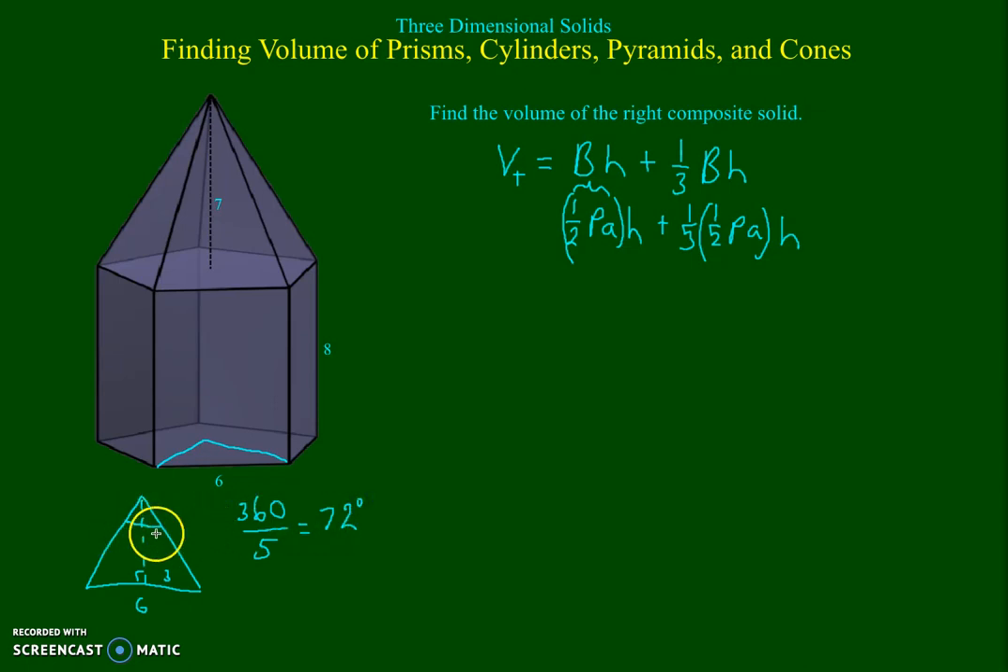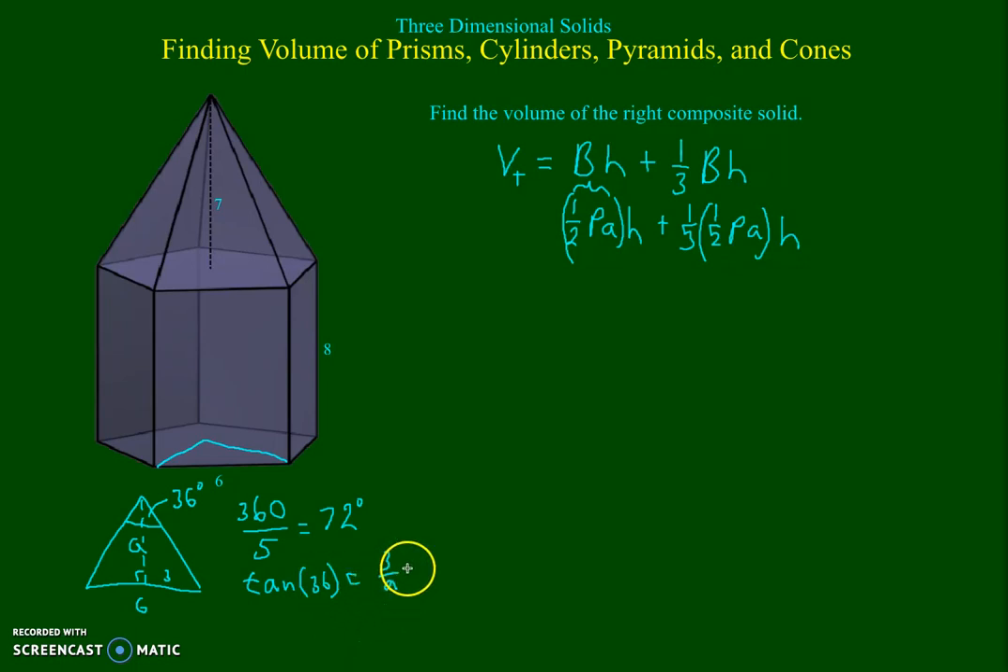So if this angle is 72 degrees, then this one has to be half that, which is 36 degrees. Now we have enough to find this. I'll put an A for apothem here. And so we're going to use our trig functions. SOH-CAH-TOA: sine can't be used, cosine can't be used, so it's tangent, opposite over adjacent. Tan 36 equals 3 over apothem.